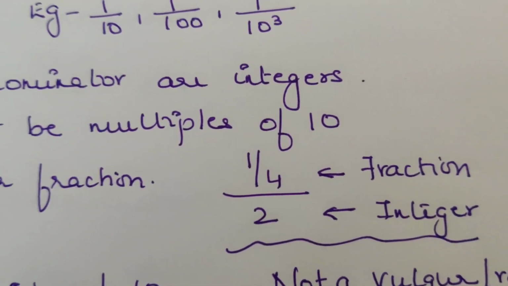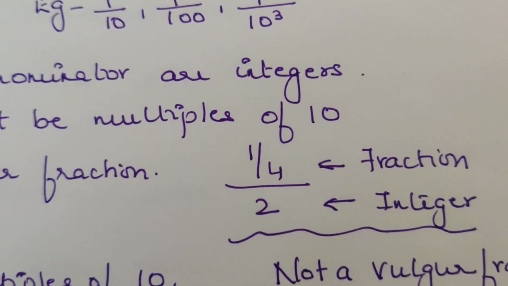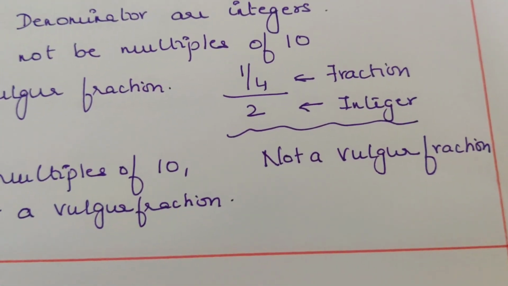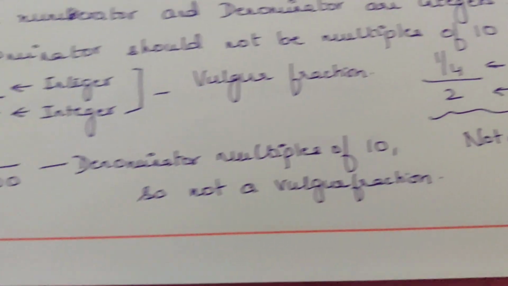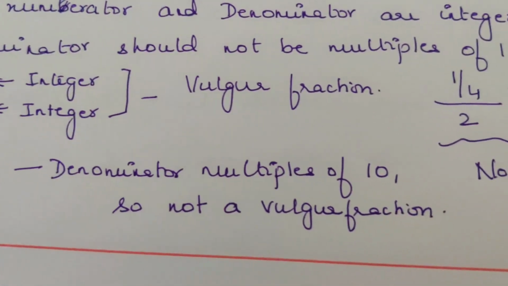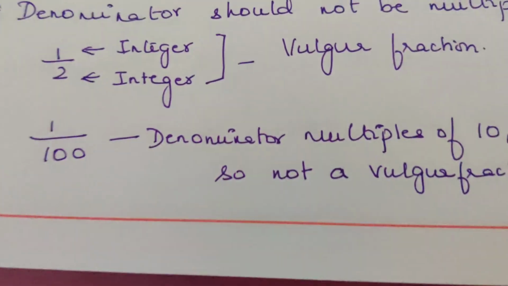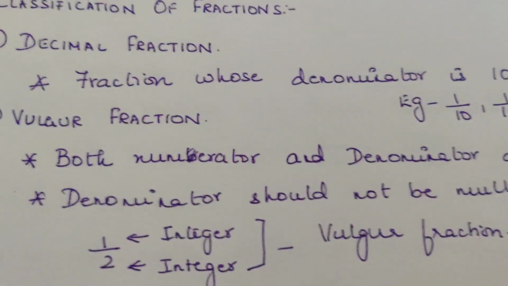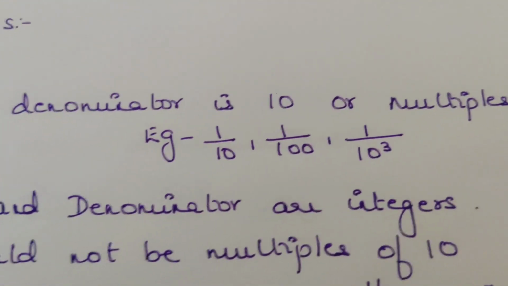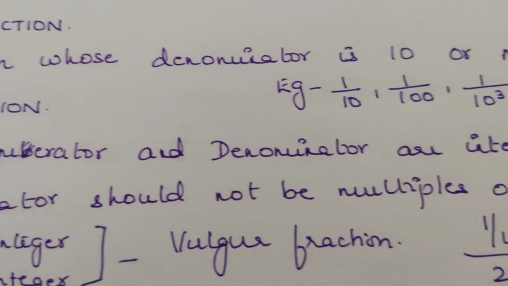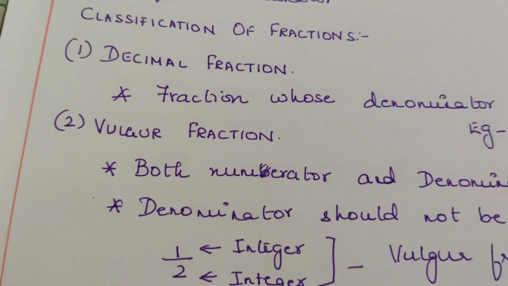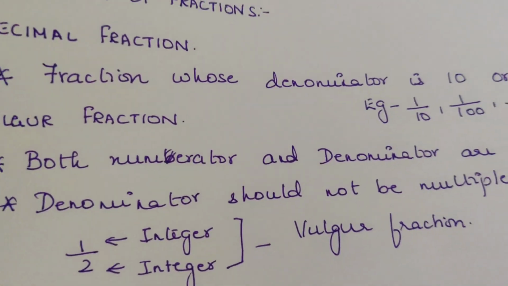1 by 4 by 2: 1 by 4 is a fraction which is on the numerator, and 2 is an integer on the denominator, so that does not become a vulgar fraction. Alright, so 1 by 100, 1 is an integer, 100 is an integer, but the denominator is a multiple of 10, therefore it will not be a vulgar fraction. Therefore I repeat, what is a vulgar fraction? Both numerator and denominator are integers, but the denominator should not be a multiple of 10. So the first fraction that we learnt was the decimal fraction, the other one is the vulgar fraction.